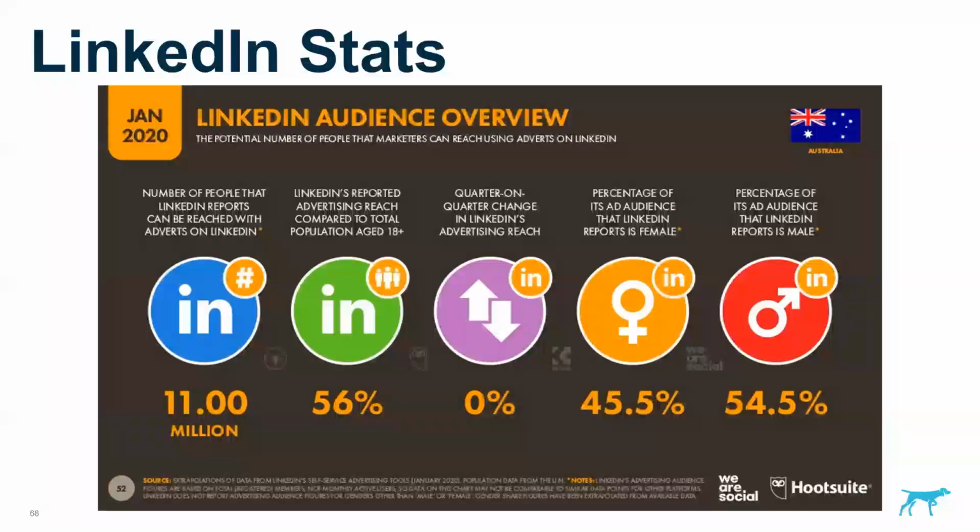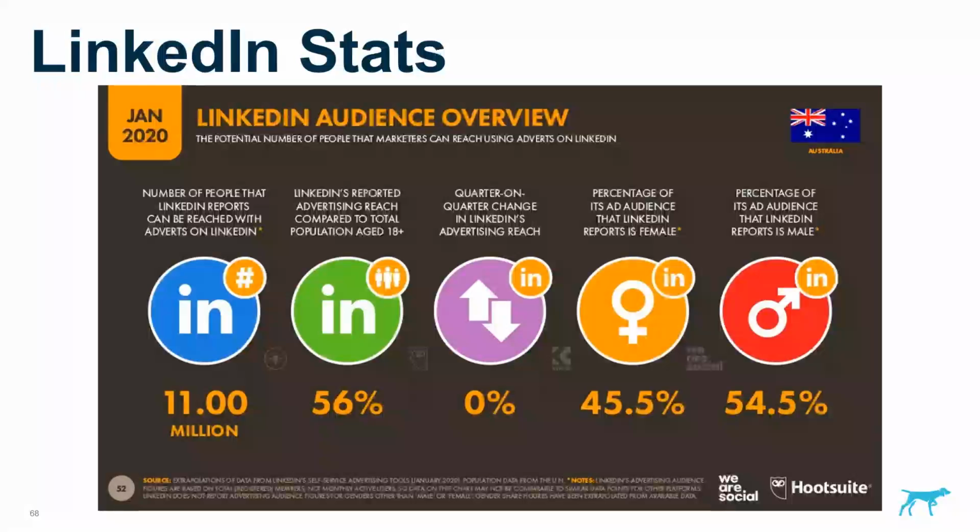Moving on to LinkedIn. Behind Facebook, LinkedIn is actually the biggest social network. 11 million, so still above Instagram. However, unlike Instagram, it's not growing anymore. It's got 56% of the population over 18. So again, like Facebook and Instagram, it's over 18 or over 13.